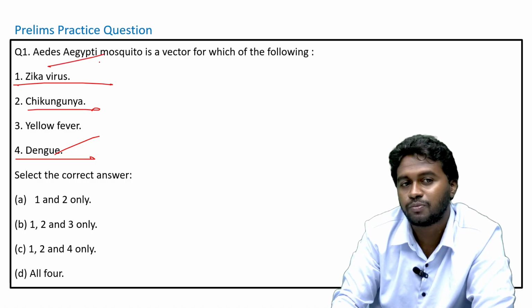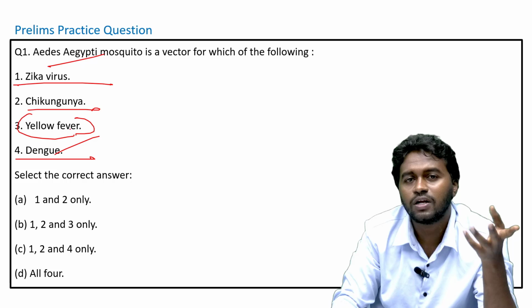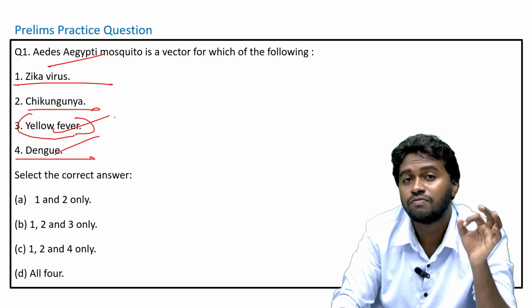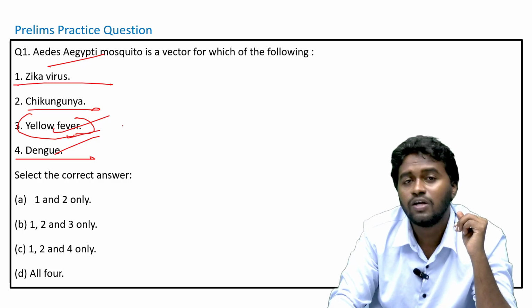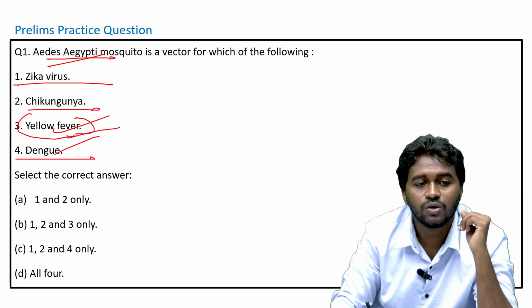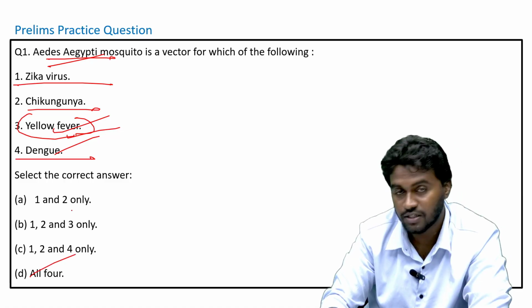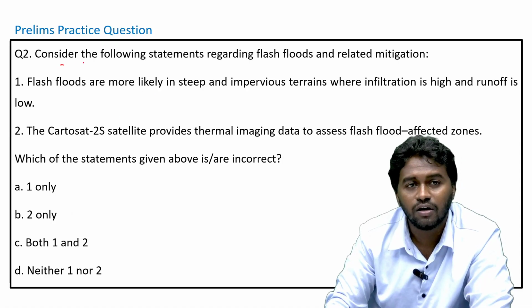Coming to the case of yellow fever, we know that it is mostly found in the tropical and the subtropical region, and if the infection is left untreated, it can even develop into jaundice, right? And this infection is also spread by Aedes aegypti. Therefore, the correct answer is all the above, that is option D. Let's check. Yes, the correct answer is option D. Moving to the next question.